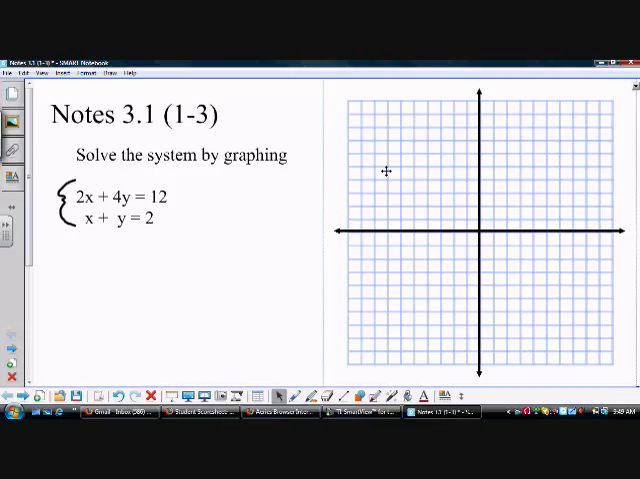All right, we're starting chapter 3. Chapter 3 is about systems of equations. So that means lines and where they intersect. And we'll do things that aren't lines. We'll do things that aren't linear systems.